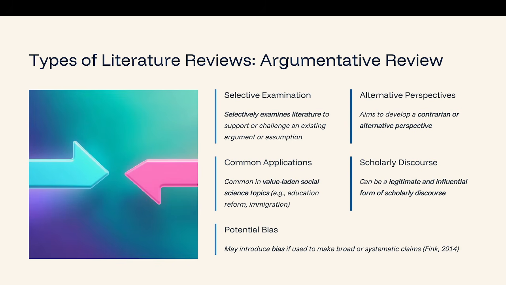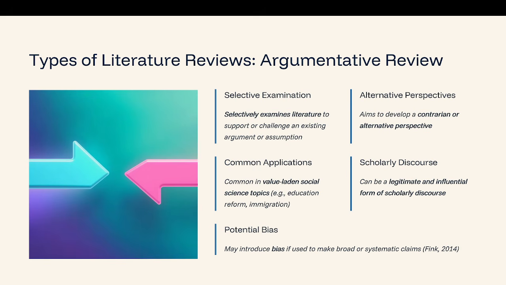Let's begin part 2 by talking about the types of literature review. The first type we have here is argumentative review. We have many other types like integrative, historical review, methodological, systematic, and so on. Let's talk about them one by one.